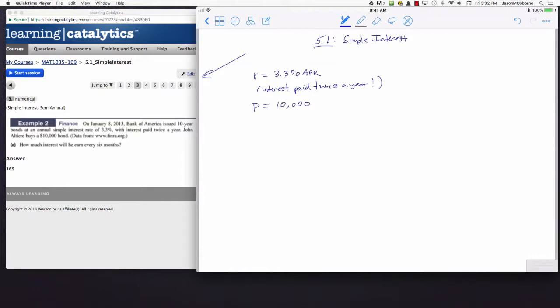And the question is how much interest is paid out every 6 months.